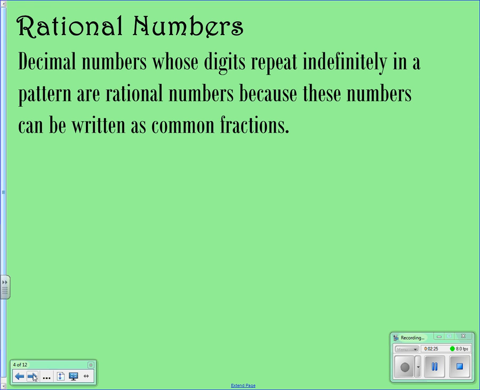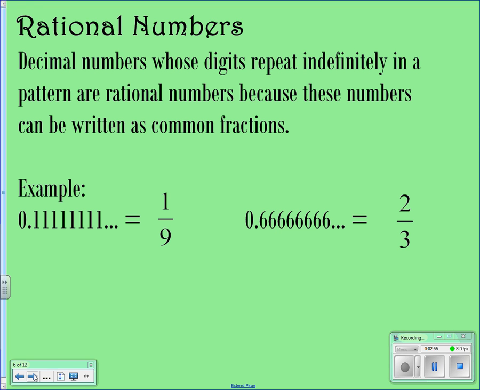You can also write any decimal that has a repeating pattern as a fraction. So if you have 0.12121212, etc., that can actually be written as a ratio or as a fraction. For example, 0.1 repeating, you can write as just 1/9. 0.6 repeating, like I said, is 2/3. 0.23, etc., can be written as 23/99.